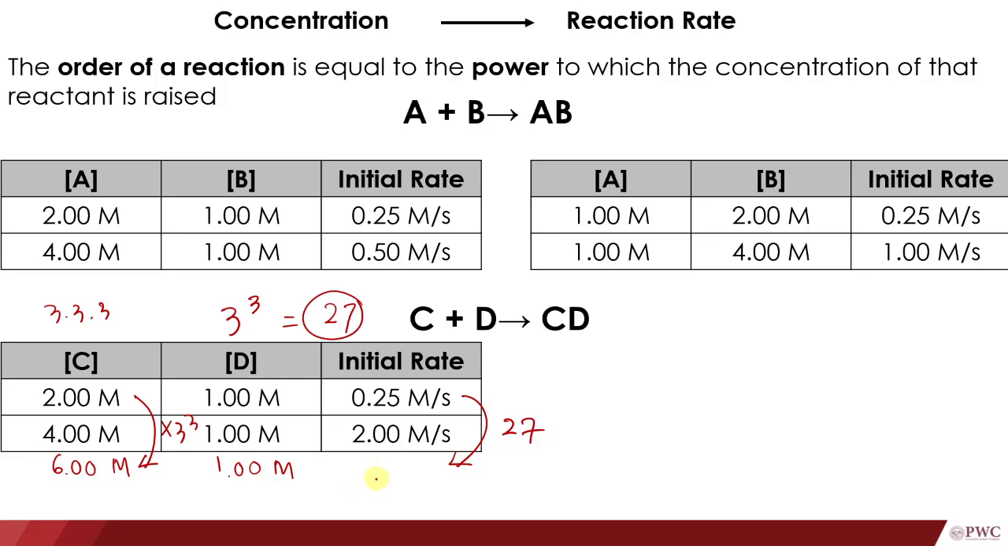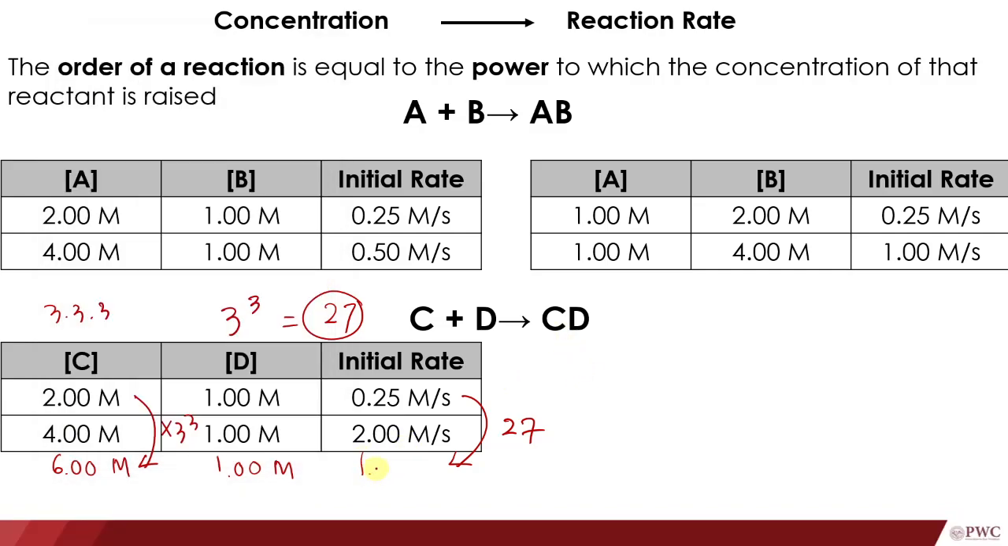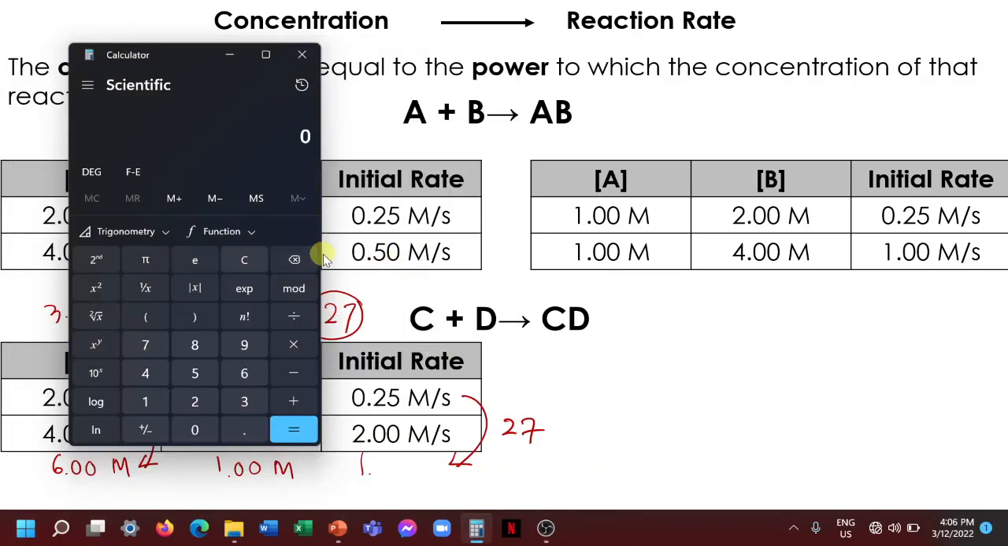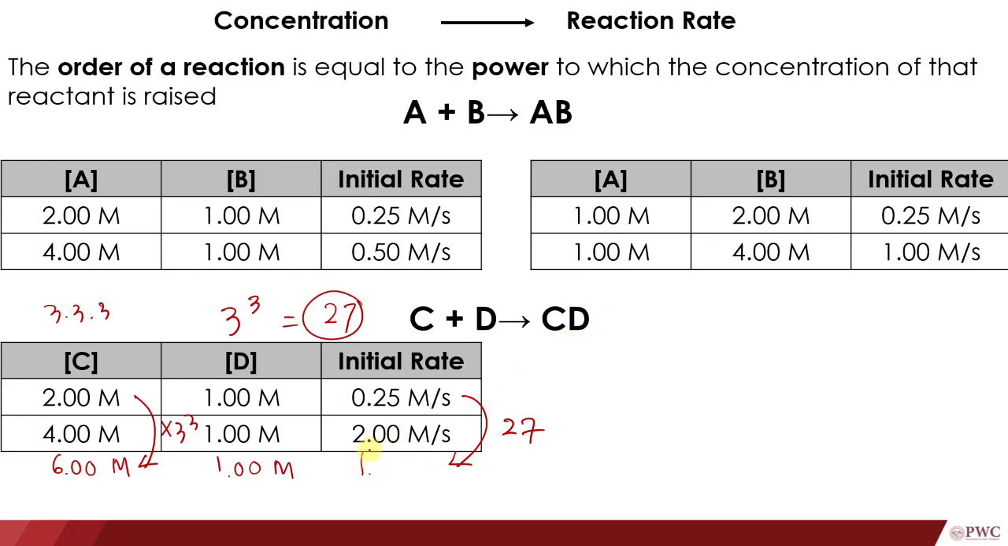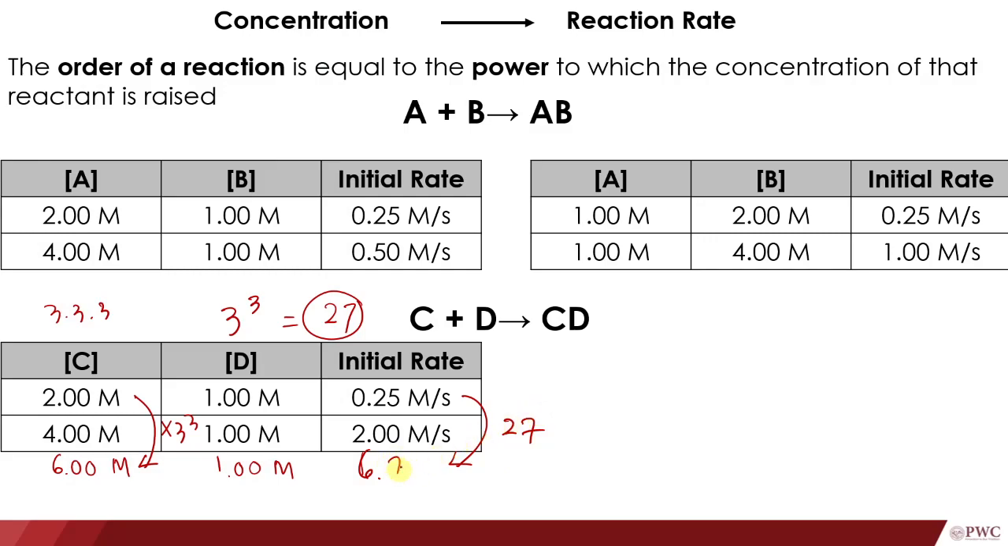So from 0.25, let's solve that one. 0.25 times 27, wait, let me check. 0.25 times 27 is equal to 6.75. So the rate here is 6.75 molar per second. So this is the pattern for third order reactions.